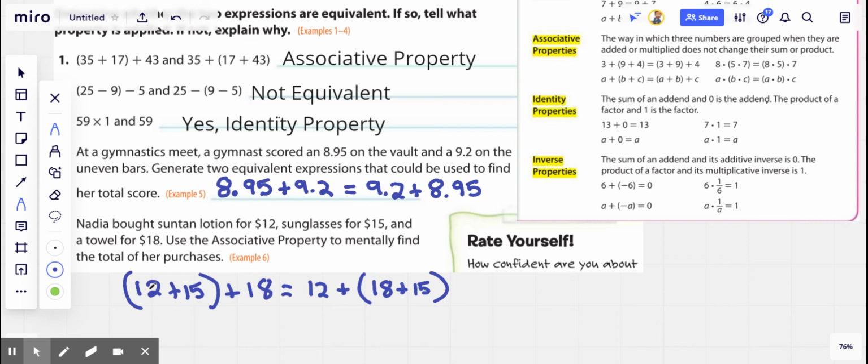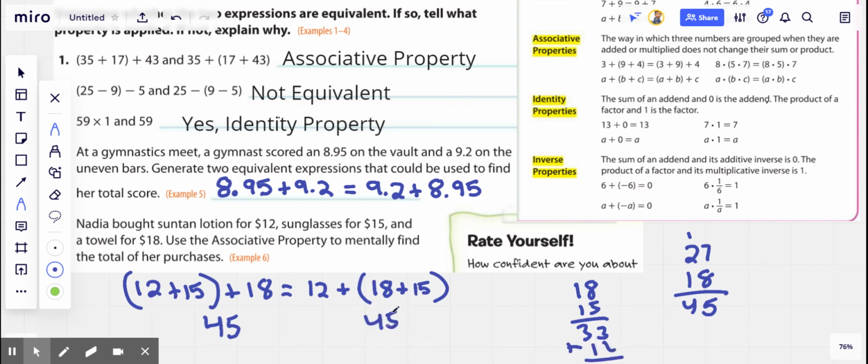So what was the total of her purchases? Well, 12 plus 15 is 27, and 27 plus 18 is 45. And just to make sure, 18 plus 15 is 33, plus 12. Yeah, there's 45 there. Okay, 45. So that was the total of her purchases.